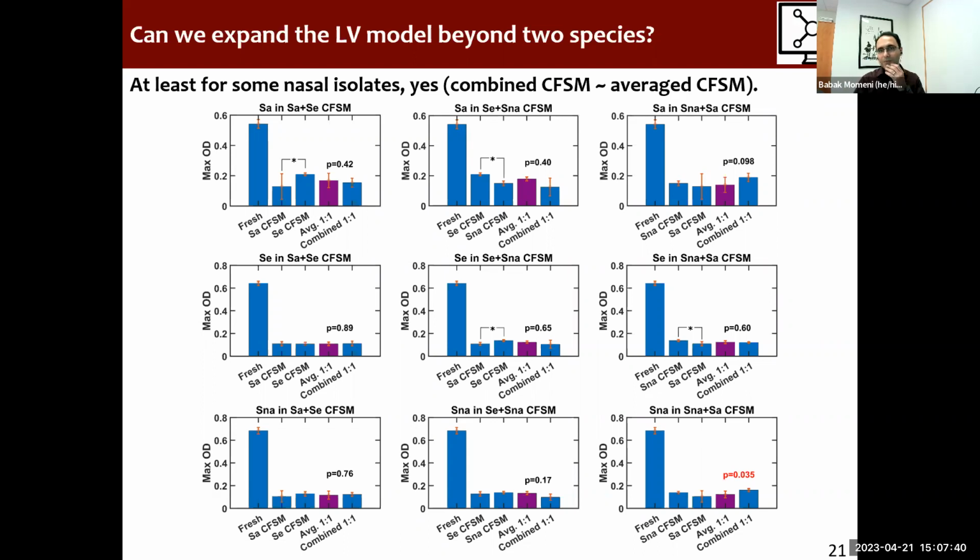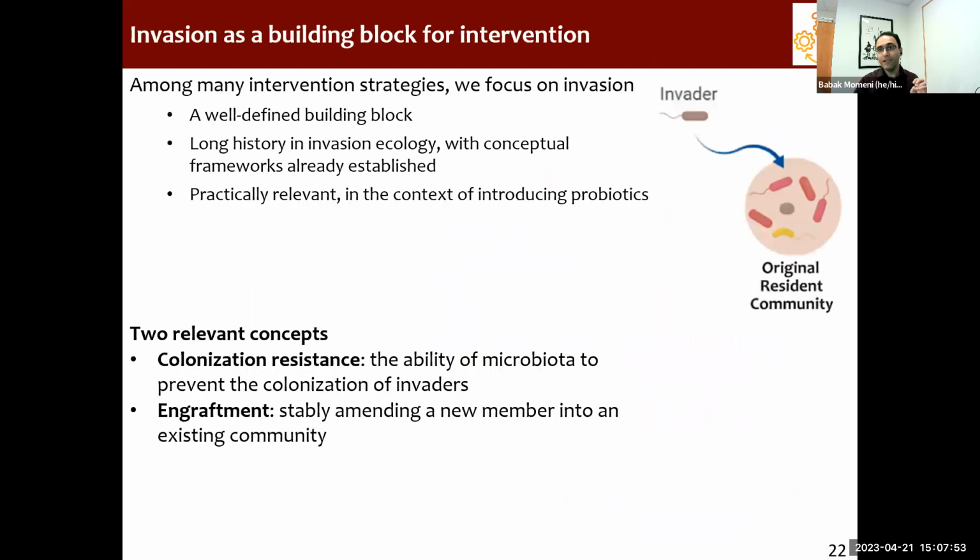But there's still more work to be done to confirm things, even with three species, or even go beyond two and three species and ask how far can we push the local Lotka-Volterra type model before things fall apart. And then we'll get to the intervention part.